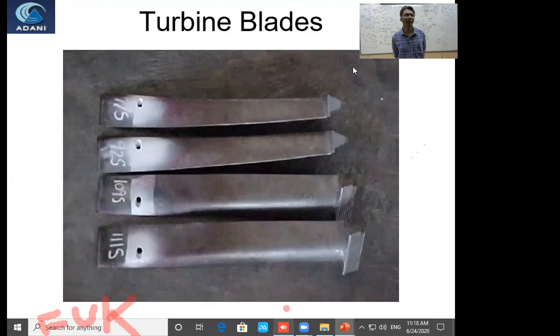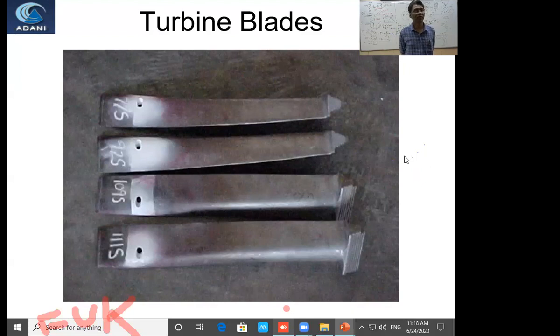So that is the real view of it. Real view of LP turbine blade. As you said, LP turbine is bigger in size, so the blade is also bigger in size. On the right side, you can see the roots, how it is fixed in the rotor. And at the top, you can see the holes.